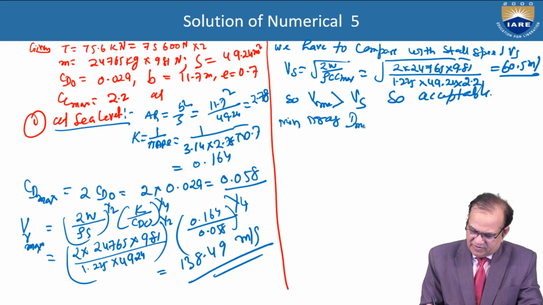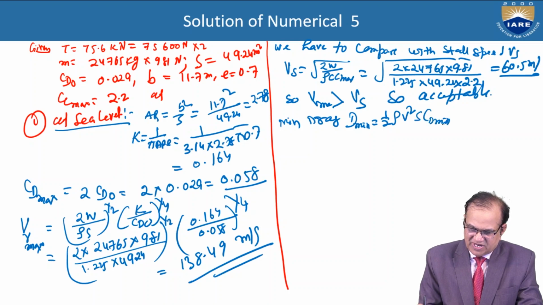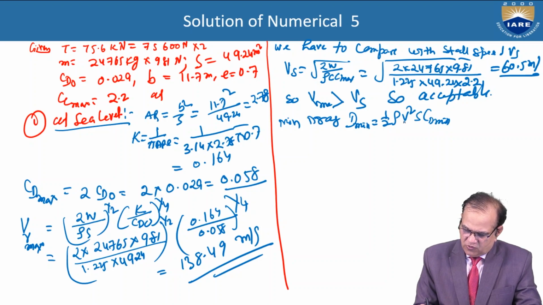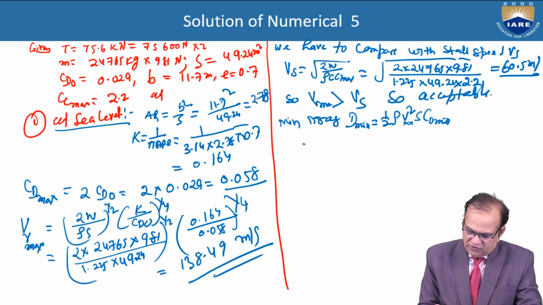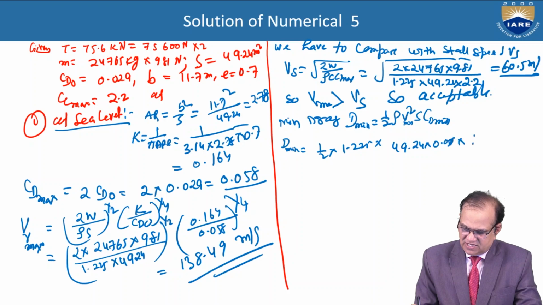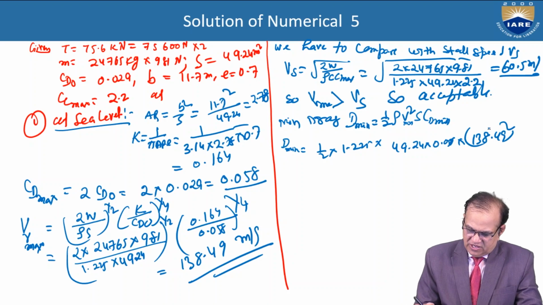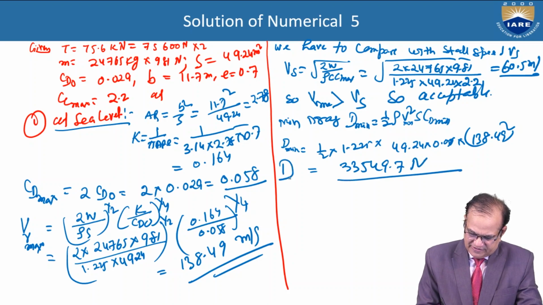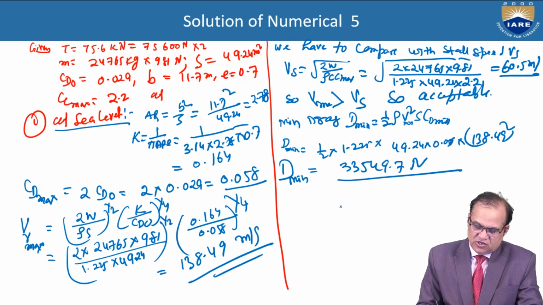and this drag that is called D minimum is equal to half rho V square S CD minimum. Here it is a minimum drag. So here you will get D minimum is equal to 1 by 2, 1.225, into 49.24 into 0.058 into 138.49 square. You will get this value as 33549.7 Newton. This is the minimum drag.